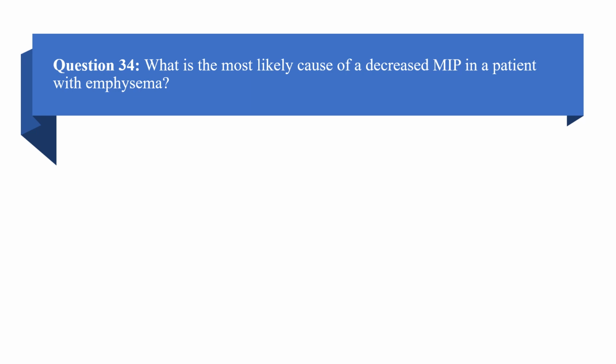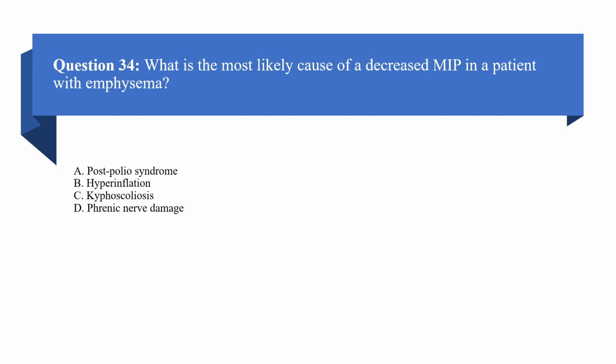So what is the most likely cause of a decreased MIP in a patient with emphysema? It's really not just asking you about PFTs, but also understanding a bit more about what's going on physiologically with a patient that has emphysema in relation to the MIP test. Choices are A, post-polio syndrome, B, hyperinflation, C, kyphoscoliosis, and D, phrenic nerve damage.